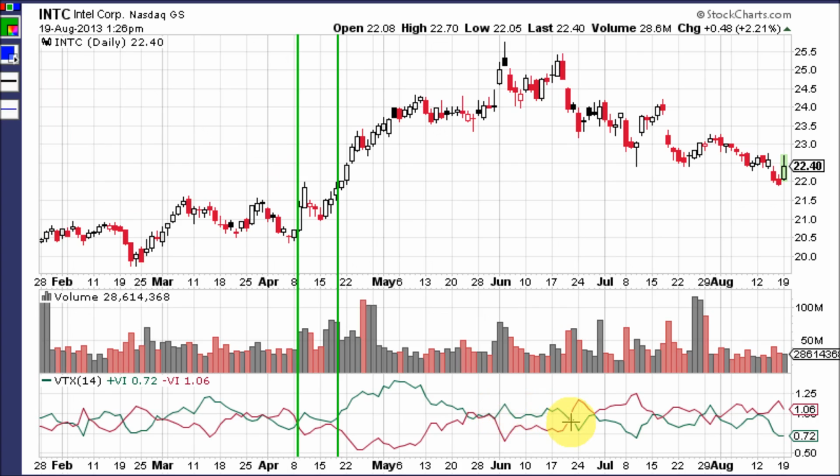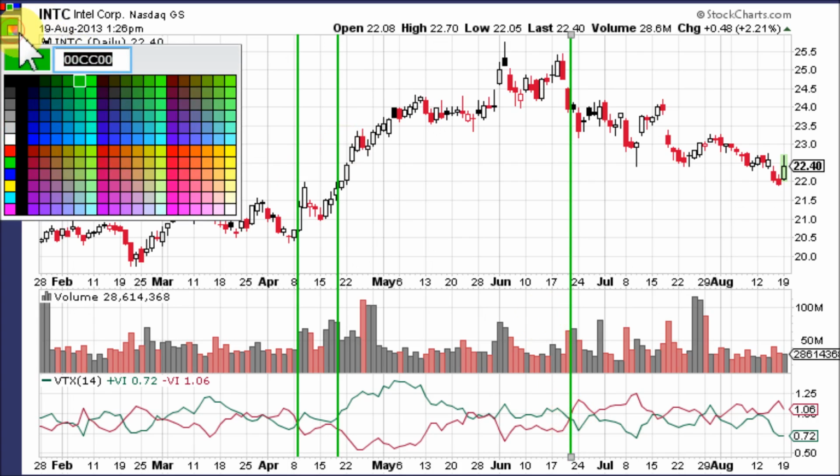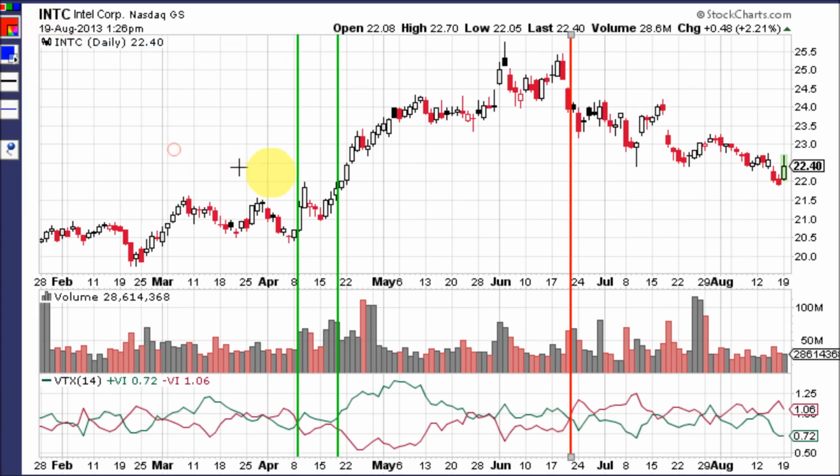But this is where the bears take over, right here. Okay, I'm going to draw a line and change it to red. That's because this is the last time that plus VI was above 1.0. Now it's all minus VI for the most part above 1.0, showing that the stock is in a downtrend.